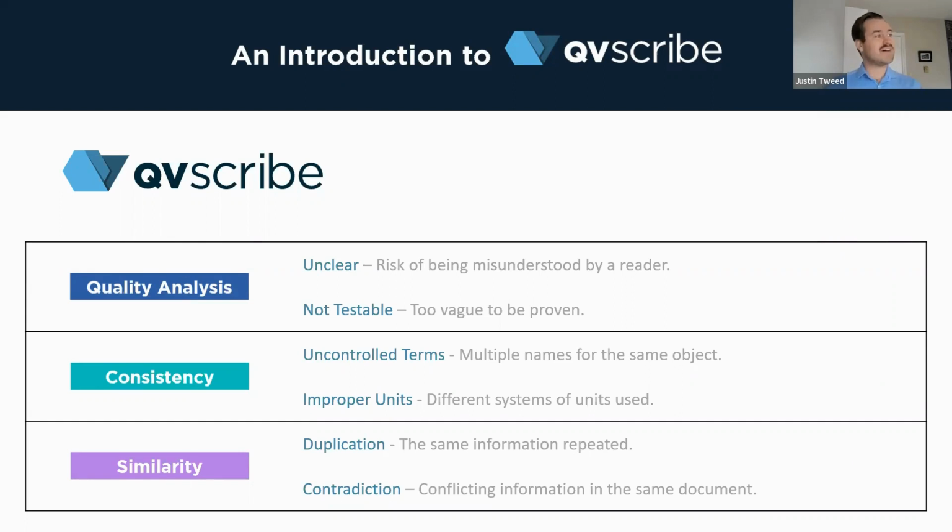Our consistency analysis looks for all of the terms and units that have been used throughout using natural language processing, and it's ensuring that you're being consistent on the names that you're referring to an object. You're not using multiple names for the same object, and you're not working in different systems of units. Of course, we want to make those conversions prior to the implementation of the requirements themselves.